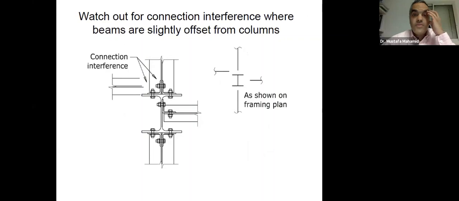Watch out for connection interferences where beams are slightly offset at the columns. So again, in drawings, in plans, you will see something similar to what's on the right-hand side. For detailing, when you detail it, you will see the interferences between the flanges and the column. So we need to look at that carefully, so we can locate the beam that's offset at the right location.